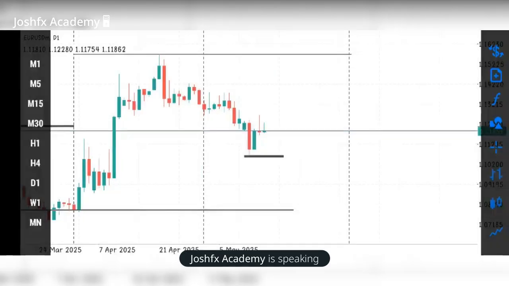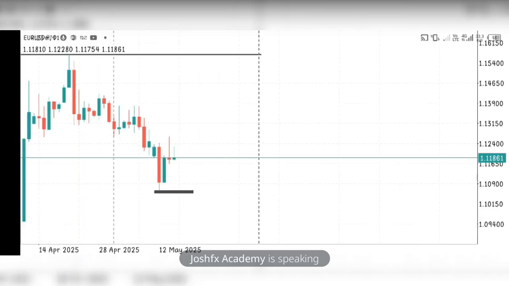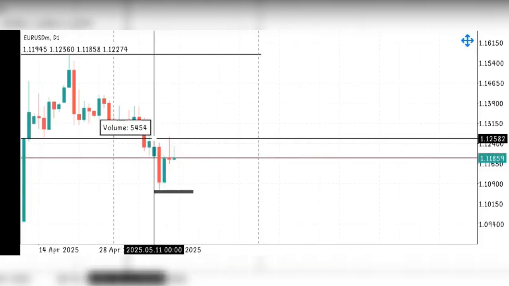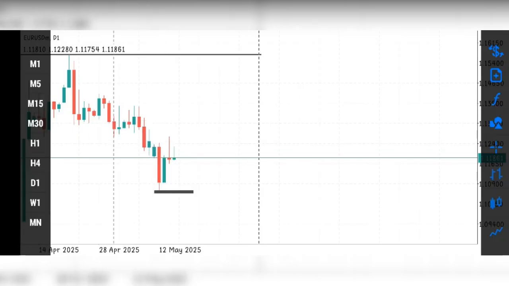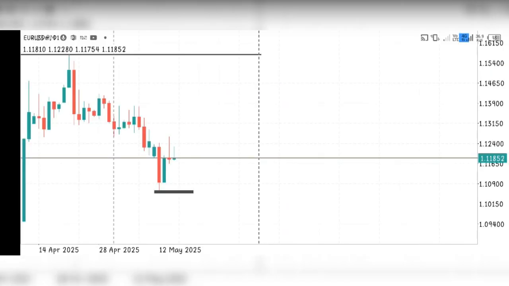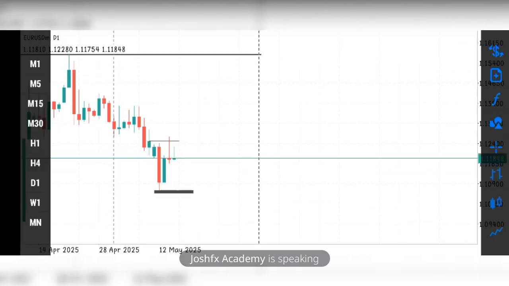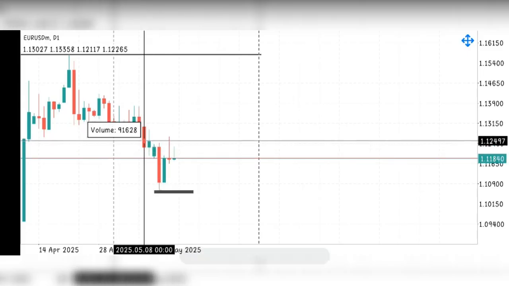we had this recent high that was raided. Let me mark it. This recent high was raided. And remember, when a high is raided, it shows that the buy side liquidity has been taken out. This is the liquidity that was raided.